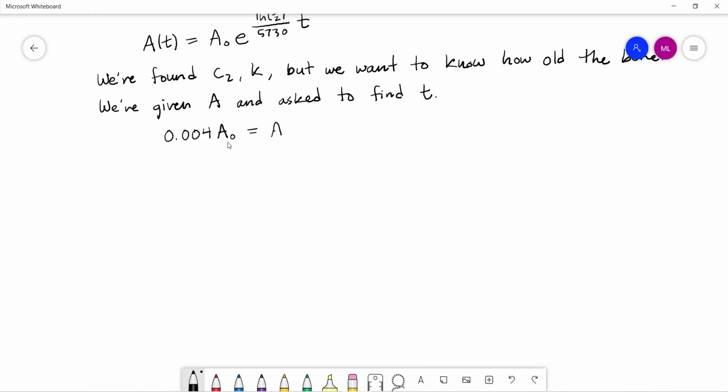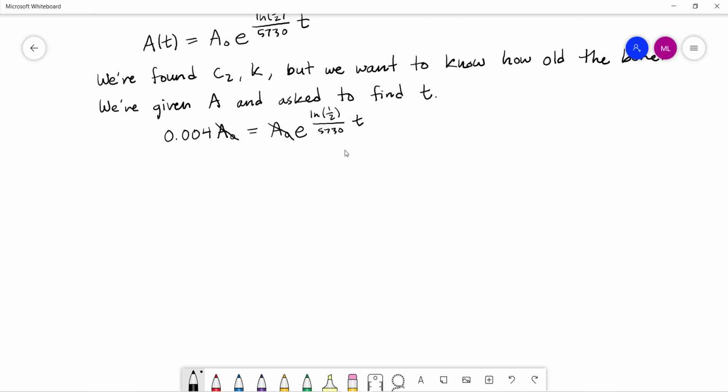And that's equal to A0 times e to the natural log of a half over 5,730 times t. And so here's our equation. The only unknown is t. This A0 can be divided out immediately, and we just need to solve for the value of t that corresponds to this amount. To isolate t, the first thing I need to do is get rid of the exponential.